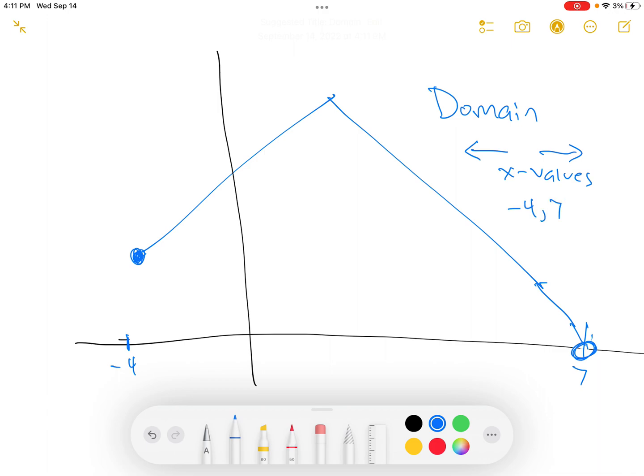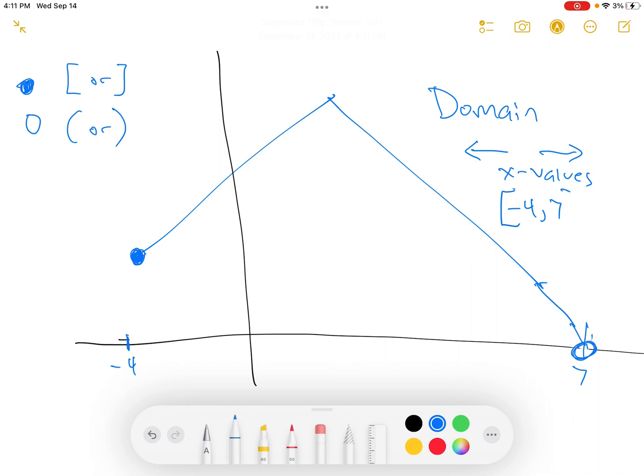The next judgment we need to make is whether we do square or rounded brackets. If you see something filled in like this, it's a square bracket. If you see something like this, it's a rounded bracket. So here we're going to do a square bracket to reflect that it actually goes to -4.